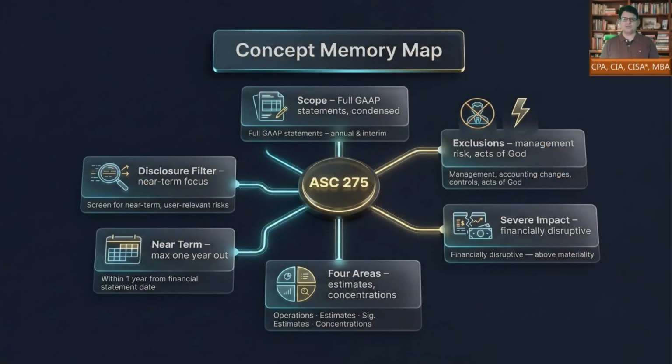Before we close, lock the concept map into memory. Scope means full GAAP annual and interim statements. Exclusions include management risk, proposed accounting changes, internal controls, and acts of God or sudden catastrophes. The disclosure filter keeps the notes focused and useful. The four areas are operations, estimates, significant estimates, and concentrations. Near term means not more than 1 year from the financial statement date. Severe impact means financially disruptive and higher than material. In video 2, we apply these ideas through examples, illustrations, MCQs, and short answer practice.